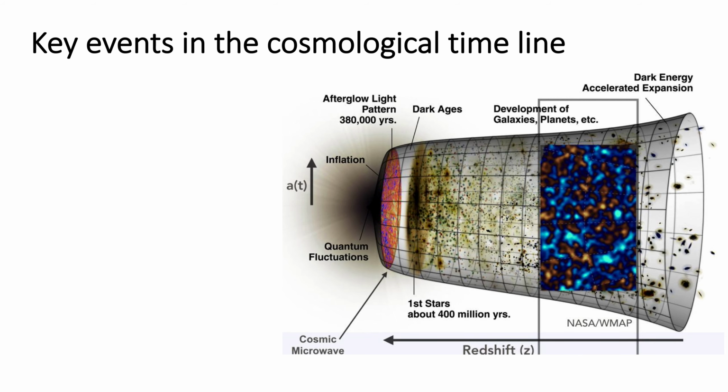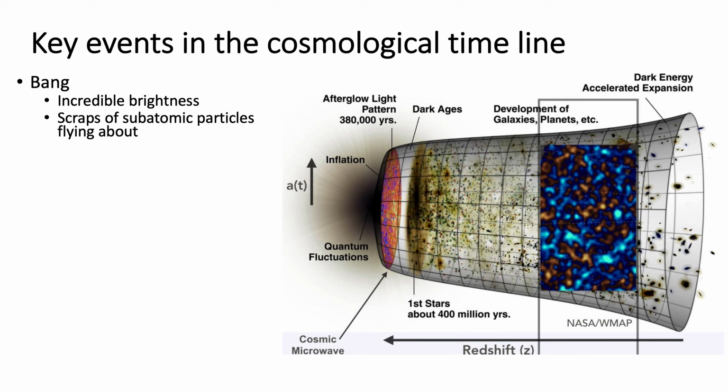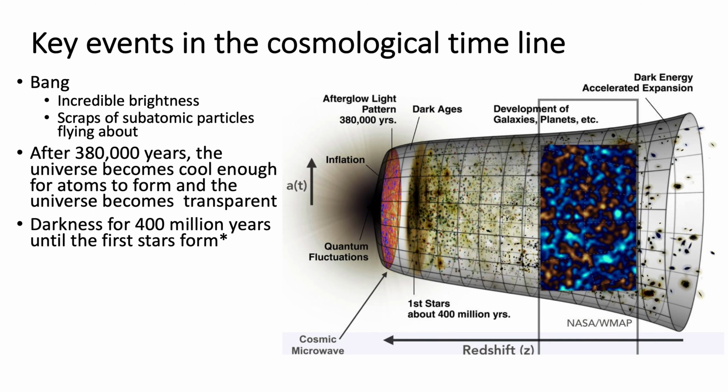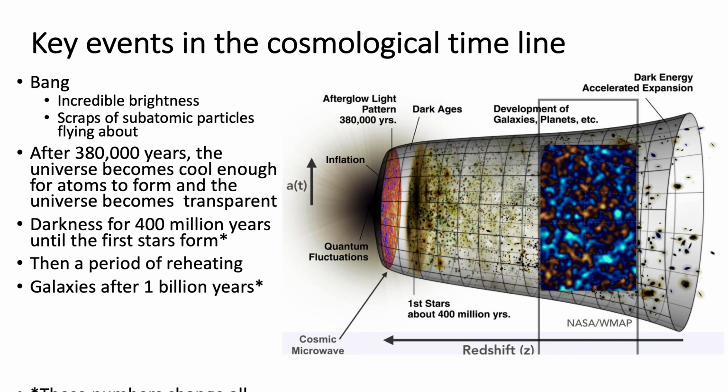You've seen this picture before. Here on the left, this is cosmic origin, transparency at 380,000 years, the Dark Age, and so forth. So in the original bang, tremendously high energies and brightness, pieces of the subatomic particles flying everywhere. Then we have cooling enough that atoms can form, and then darkness for a long period of time. And eventually, not for this lecture, the stars formed in the Dark Age started heating up the universe and things changed. We'll talk about that.